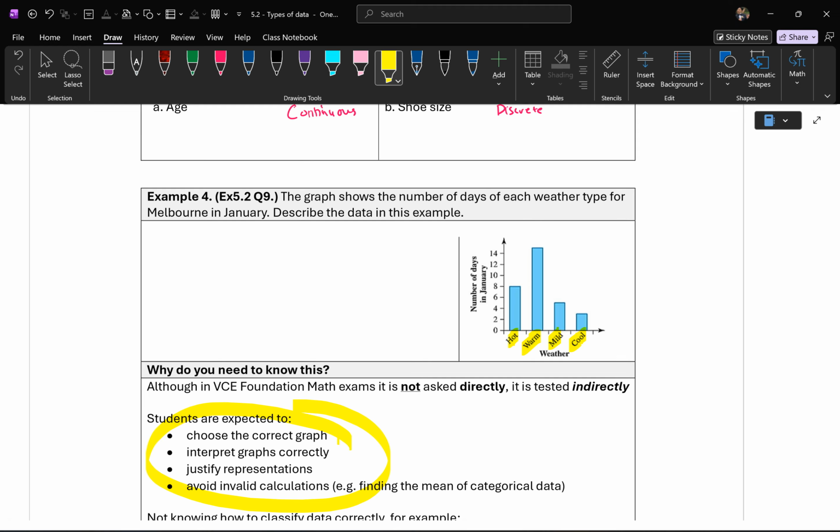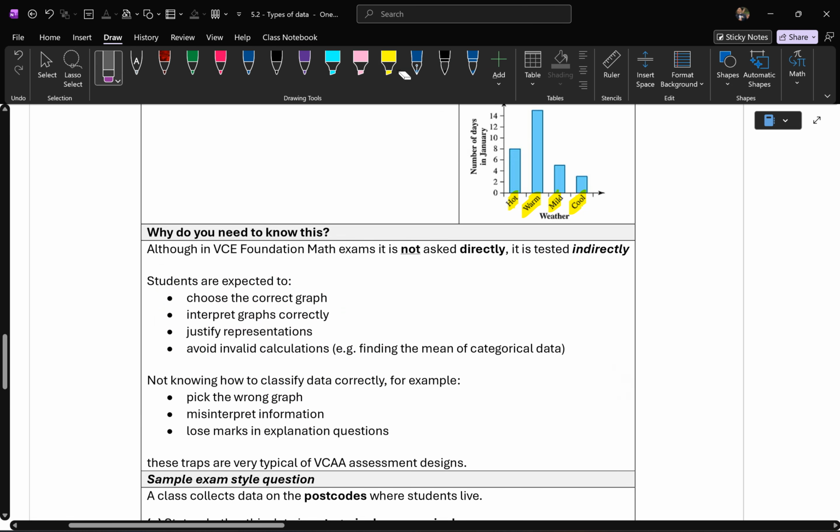So they want to know: do you know how to choose the correct graph? Do you know how to interpret the graph? Can you justify the representation? Could you use a pie chart instead, as an example, and then why? What's the difference between the two? Avoid invalid calculations. So for example, finding a mean or something. Sometimes it doesn't make sense to find the mean of categorical data. Actually, all the time, it doesn't make sense to find the mean of categorical data. So do you know when to avoid it? That's what they'll be testing.